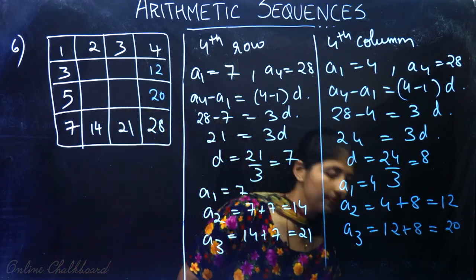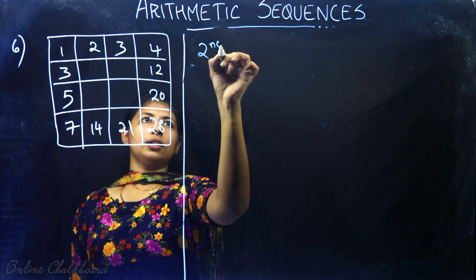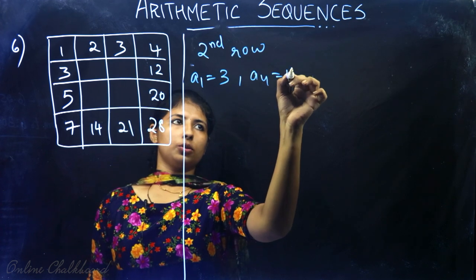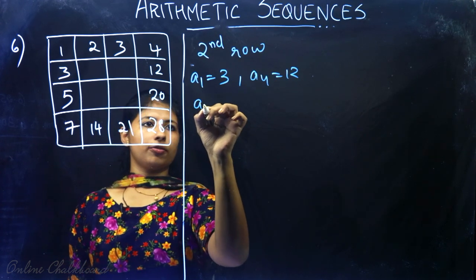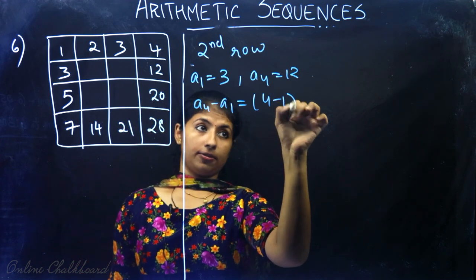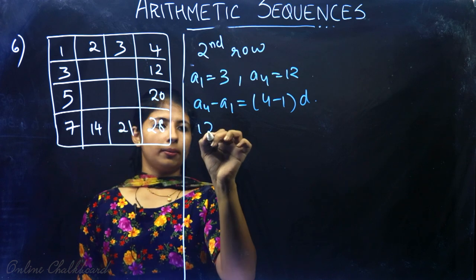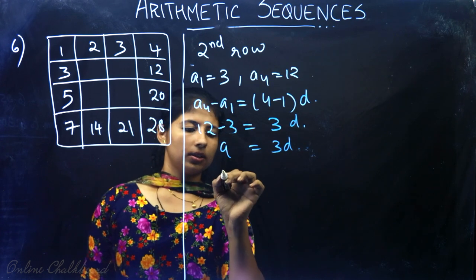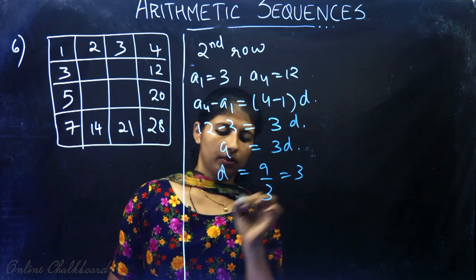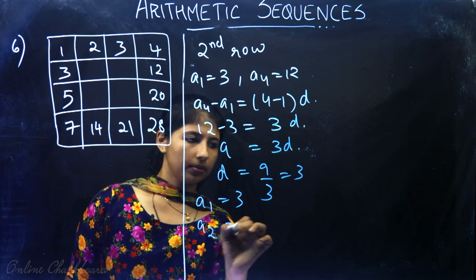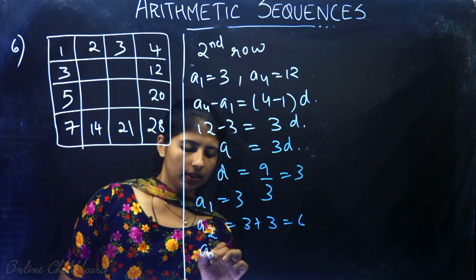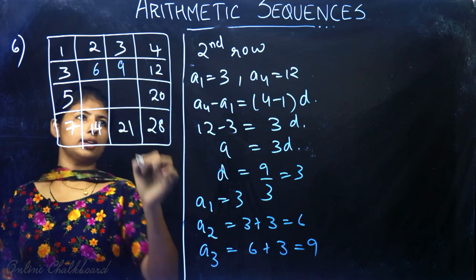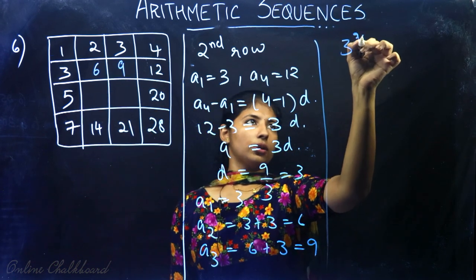Now the rows and columns need filling. Second row: the first term is equal to 3 and the fourth term is equal to 12. A4 minus A1, term difference equals position difference into common difference. 12 minus 3 is equal to 3 into D. 9 is equal to 3D. D is equal to 9 by 3 equals 3. So the first term is 3, the second term is 3 plus 3 equal to 6, and the third term is the second term plus the common difference, which equals 9. Fill it in: 6, 9.